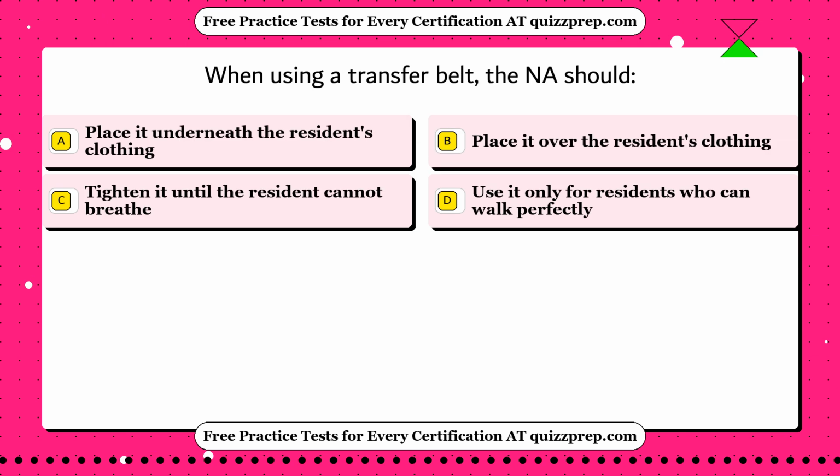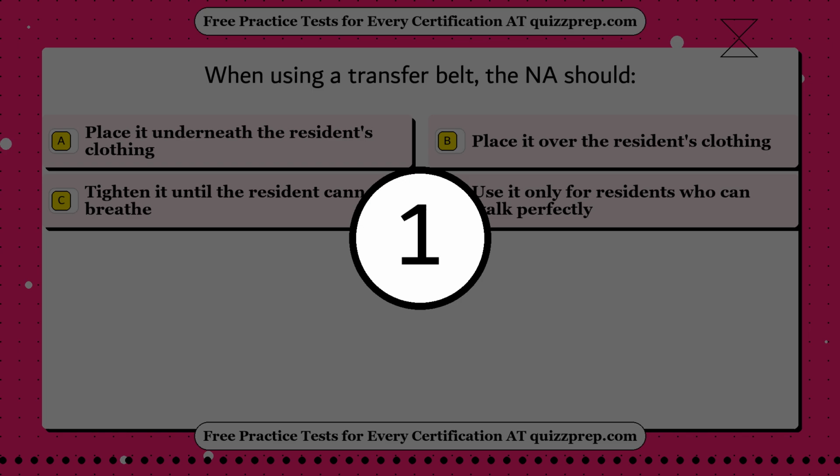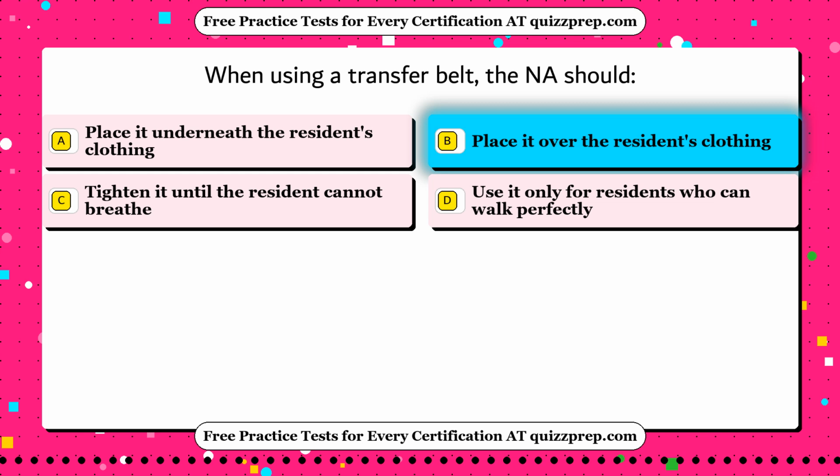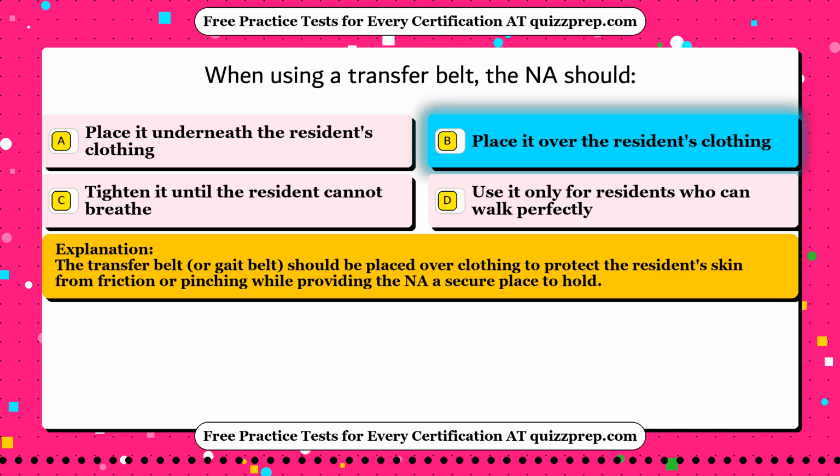Question 58. When using a transfer belt, the NNAAP should: Option A, place it underneath the resident's clothing. Option B, place it over the resident's clothing. Option C, tighten it until the resident cannot breathe. Option D, use it only for residents who can walk perfectly. The correct answer is option B, place it over the resident's clothing. The transfer belt, or gait belt, should be placed over clothing to protect the resident's skin from friction or pinching while providing the NNAAP a secure place to hold.